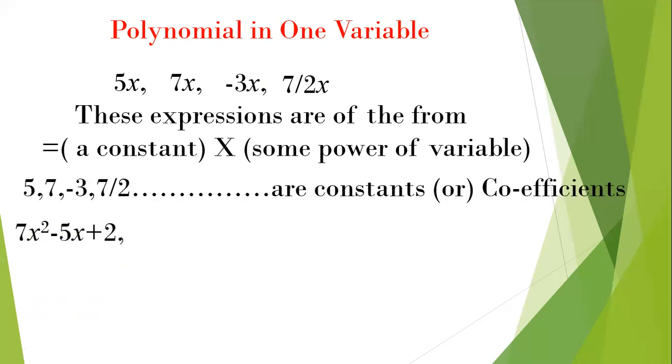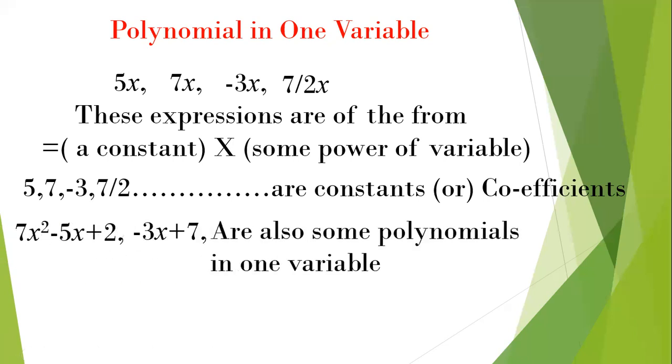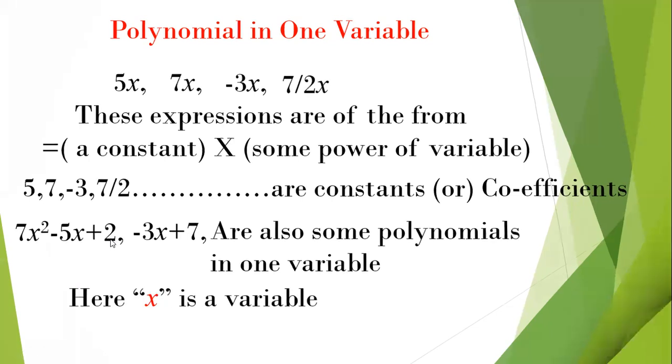Okay. Next, 7x square minus 5x plus 2, and again minus 3x plus 7 are also polynomials in one variable. Though this one is a trinomial and this one is a binomial, these expressions have only one variable. That is why these polynomials are in one variable. So here x is the variable.